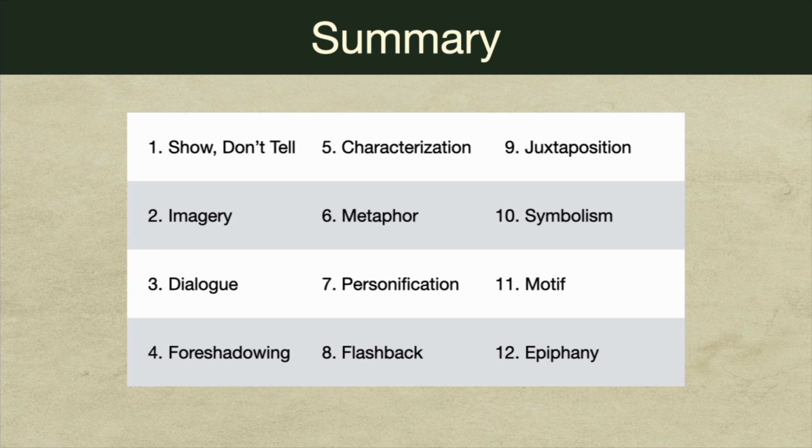In summary, here are 12 important literary techniques. If you want to make interesting novels, you must learn them, and also learn how to use them to steer the AI in the right direction.